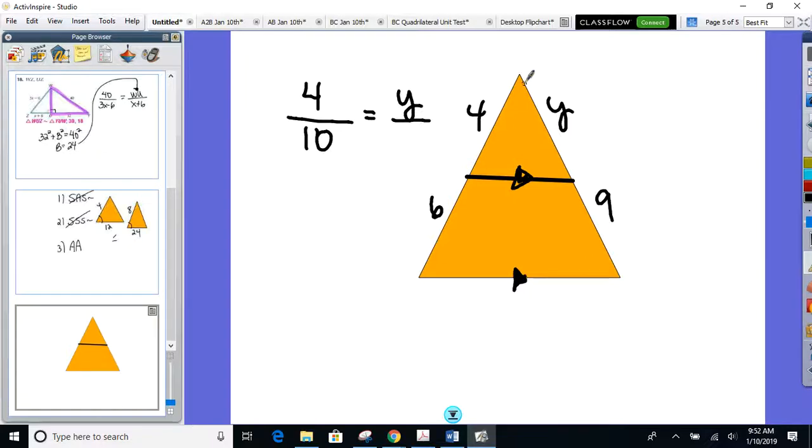Okay, y has got to match up with the full side though. It's got to match up with the full side. 9's not a full side in either triangle. Y plus 9. Everyone see that? Y plus 9. Okay, so 4 matches up with 10. Y matches up with y plus 9. I don't need that theorem I was going to show you. So 4 times y plus 9 equals 10y.